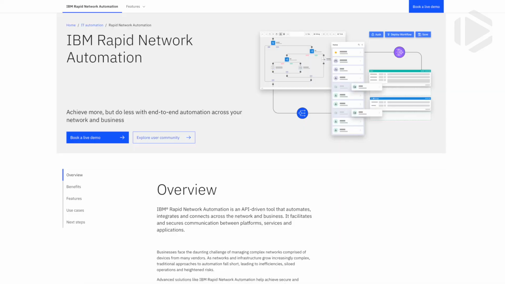So last question, if people want to find out more or maybe play with Pliant, where should they go? That's a great question. We were acquired by IBM. IBM has renamed the product a little bit. So right now we're known as Rapid Network Automation within IBM. And you can find that on the IBM website. Okay, so that's IBM Rapid Network Automation if you're looking for Pliant.